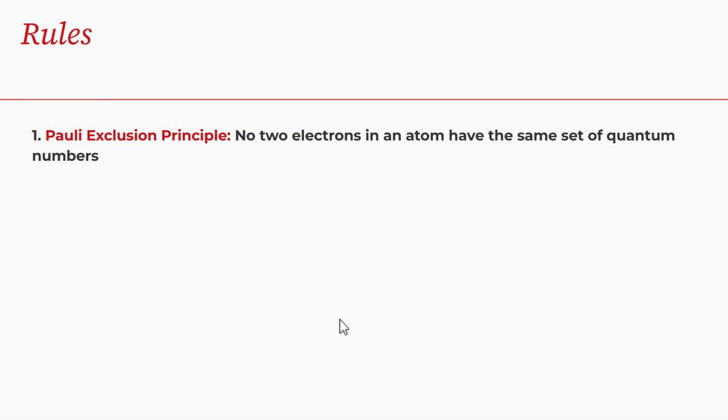So, the rules of orbital diagrams. The first is the Pauli exclusion principle. No two electrons in an atom may have the same set of quantum numbers.